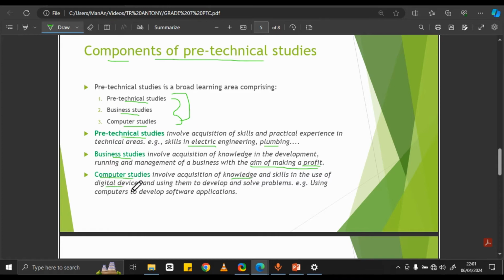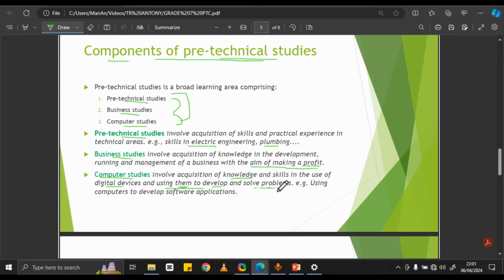of digital devices, that is computers. Okay, although as you might have learned before, digital devices are different. Digital devices include something like an analog computer, a digital computer, big computers like mainframe computers, supercomputers, etc. So when you learn, you get that knowledge and skills in the use of digital devices, and use those digital devices to develop and solve problems. You'll be accomplishing the target of pre-technical studies.